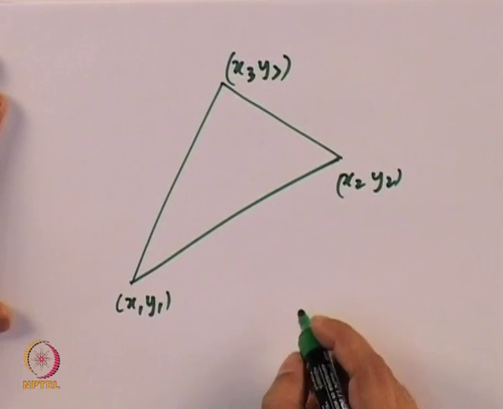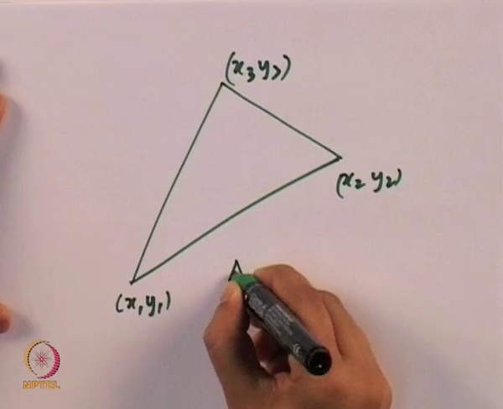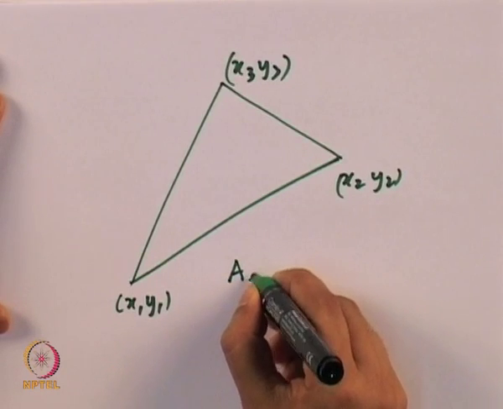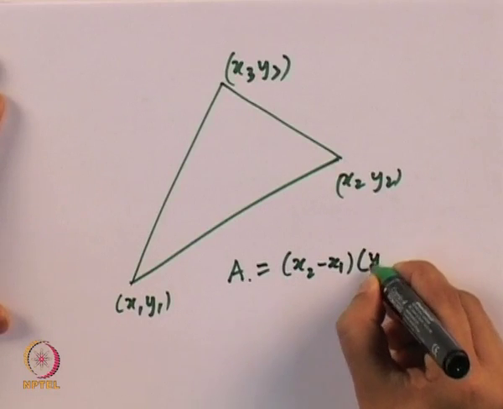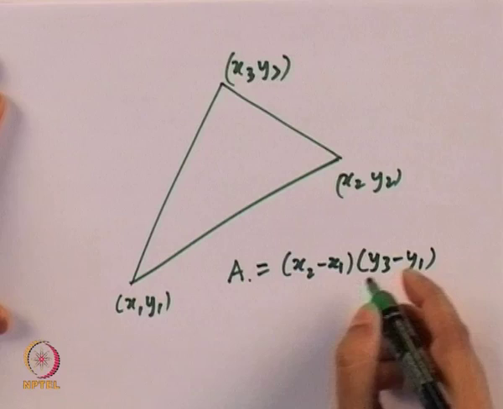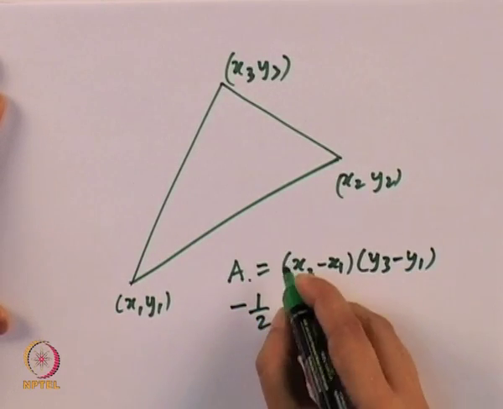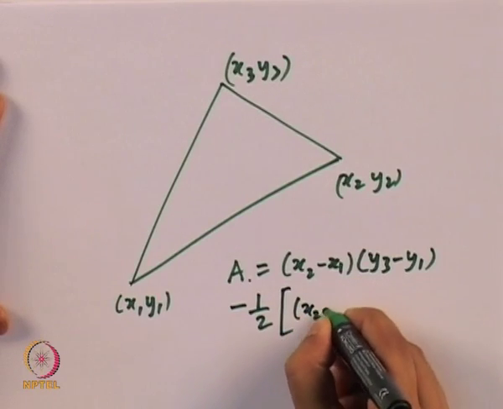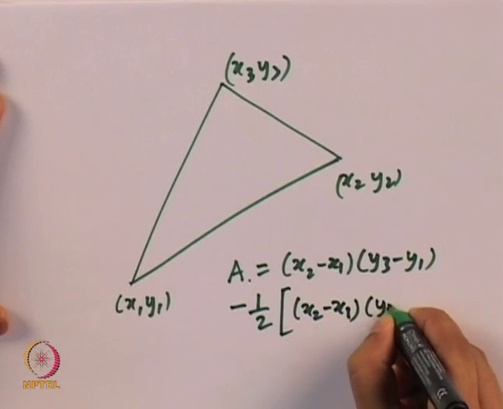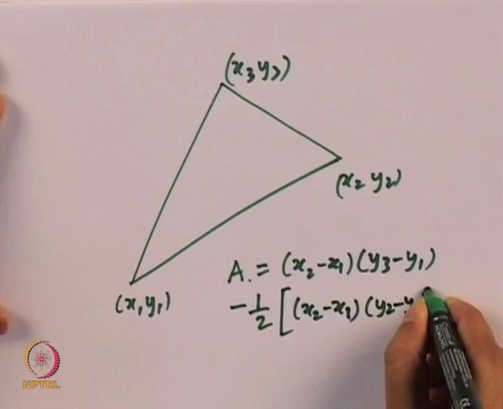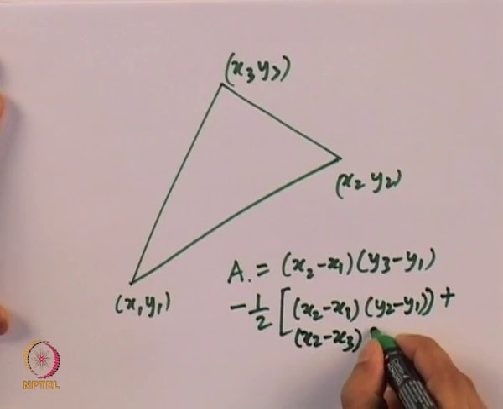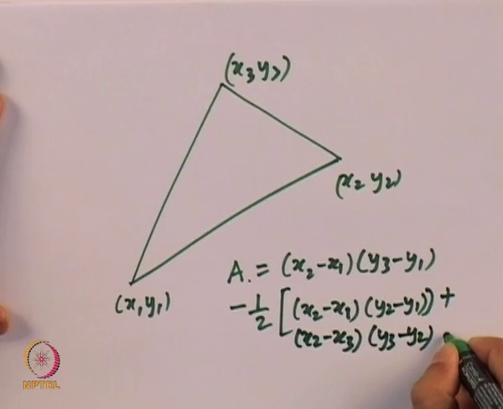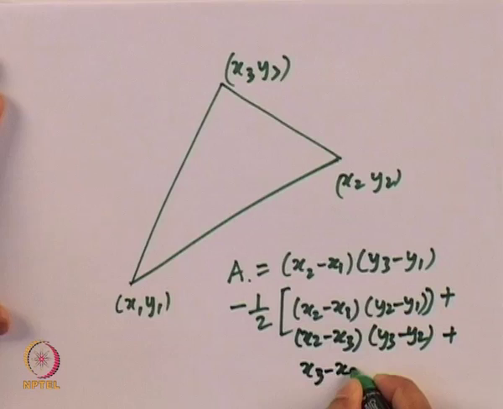The way to compute the area of the triangle is simply given by A of the element is equal to x2 minus x1 multiplied by y3 minus y1, minus half of x2 minus x1 times y2 minus y1, plus x2 minus x3 times y3 minus y2, plus x3 minus x1 multiplied by y3 minus y1.